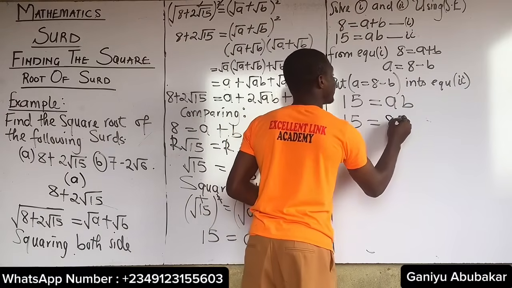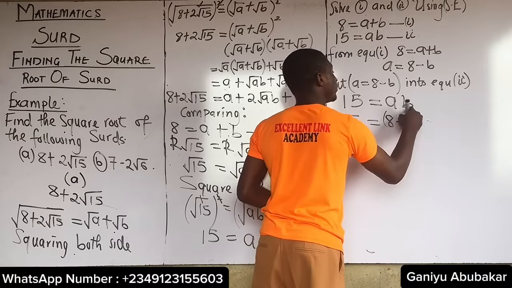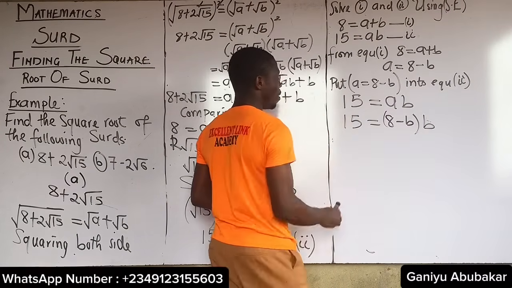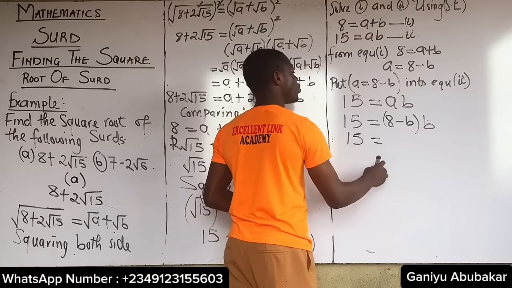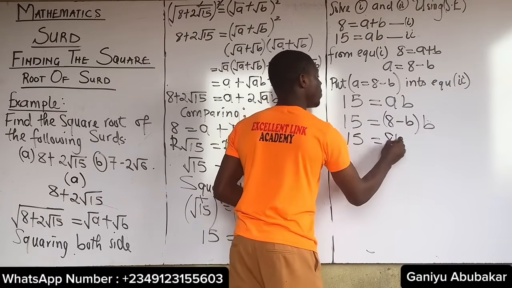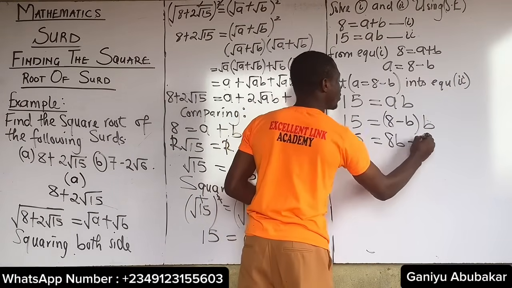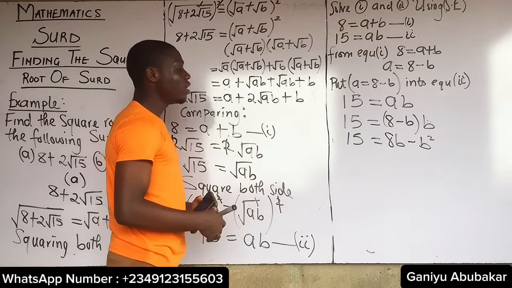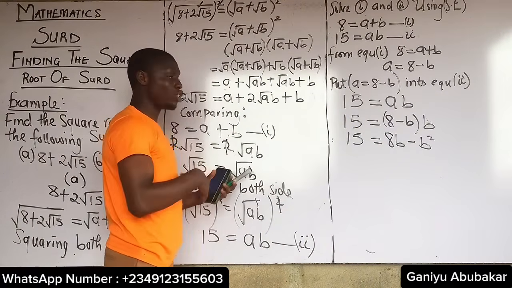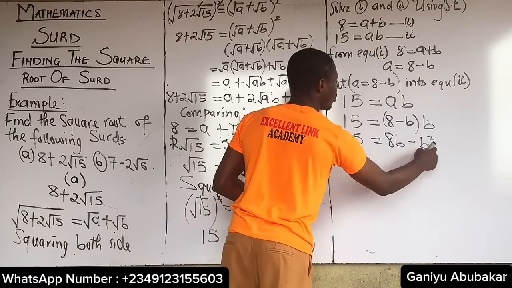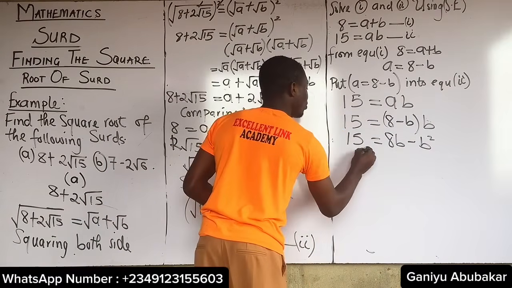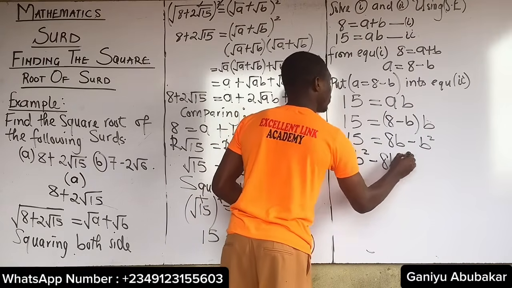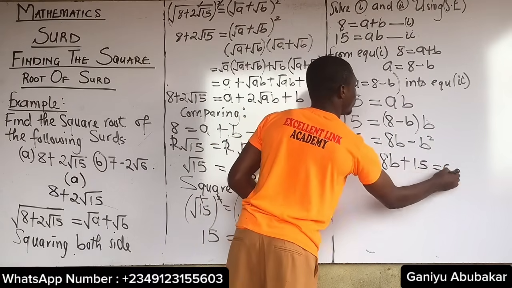So I have that 15 is equal to what's a? That's 8 minus b, times b. So I have that 15 is equal to a times b, which is 8b minus b times b, which is minus b squared. Observe that this one here is now leading to the concept of quadratic equation. So I'll take minus b squared here, that becomes b squared. This plus 8b becomes minus 8b. This is plus 15 is equal to 0.